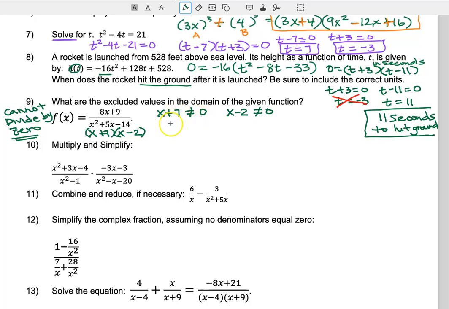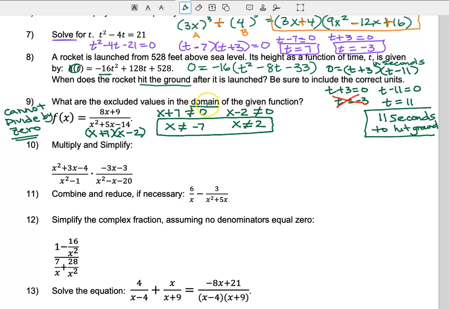If I subtract the 7 over, I get x cannot be negative 7. When I add the 2 over, I see x cannot be 2. Right? And so these are the excluded values, what they can't be. This just wanted to know what the excluded values are, so that was the answer.